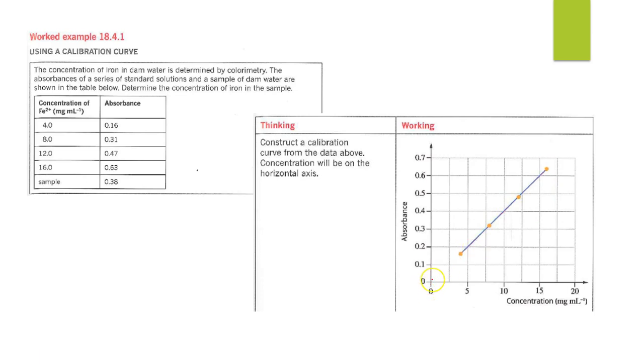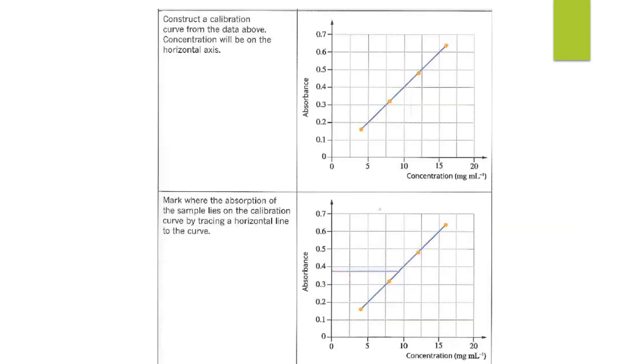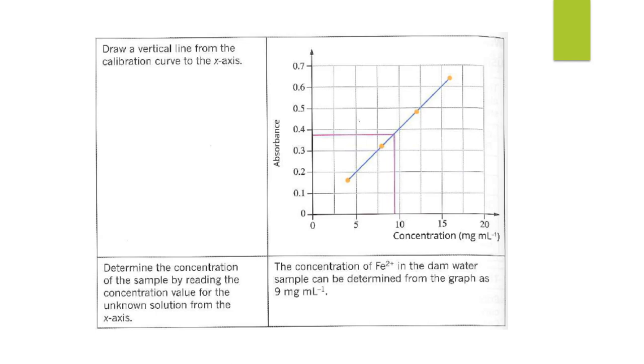Remembering, don't force it through zero unless you're given a 0,0 point in your data. So we're going to construct the calibration curve by plotting these points. Once we have constructed the calibration curve, we can then find the absorbance of the dam water sample that we wanted to know the concentration of. We're going to take that and interpolate down. This is where you need a good ruler and accurate graphing techniques to be able to tell us what the concentration is of the iron in that dam water sample.